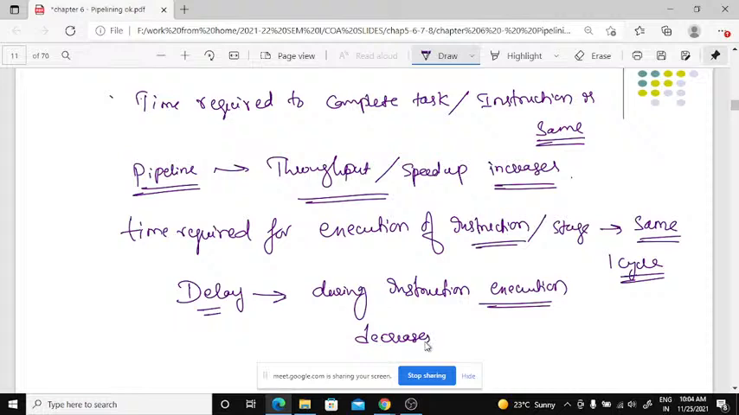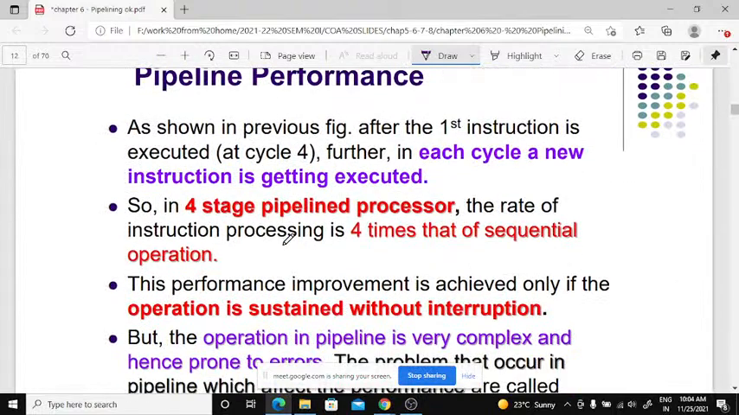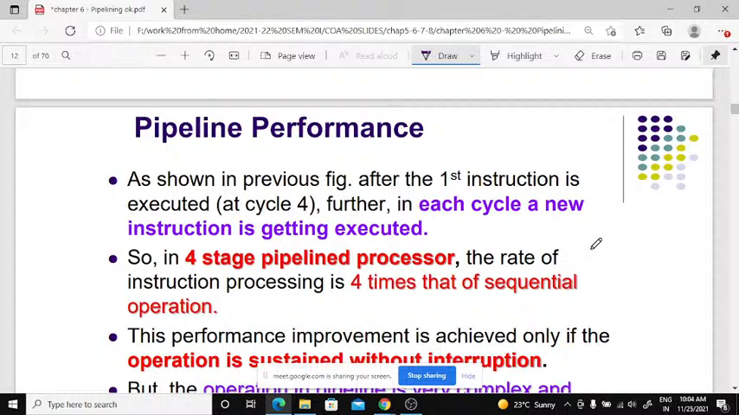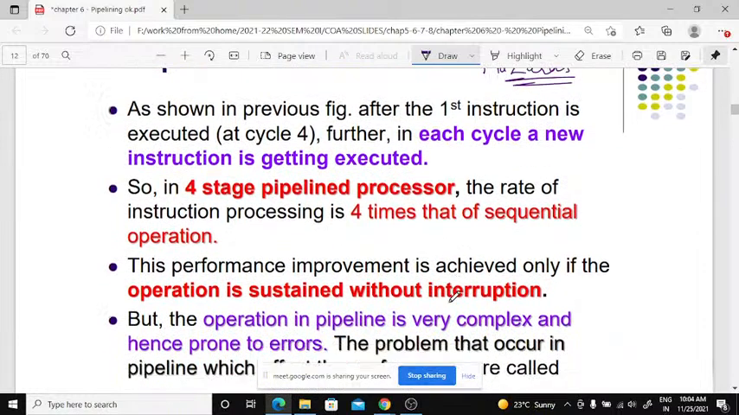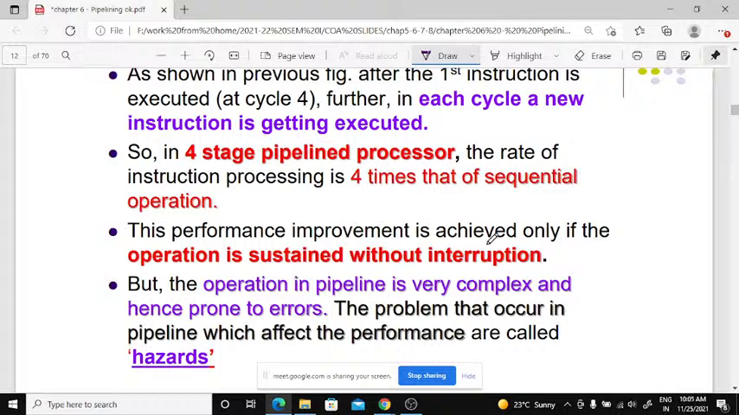The performance or throughput will be affected. In terms of pipelining, this is called hazards. Here the performance improvement is achieved only if the operation is sustained without any interruption, meaning without any delay in the availability of the data and all.